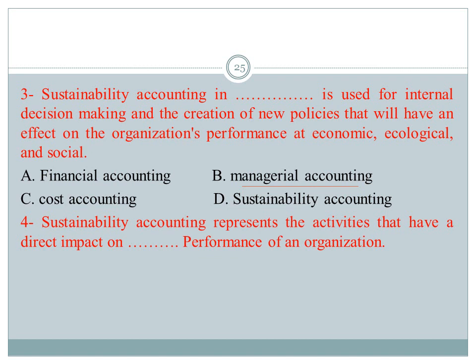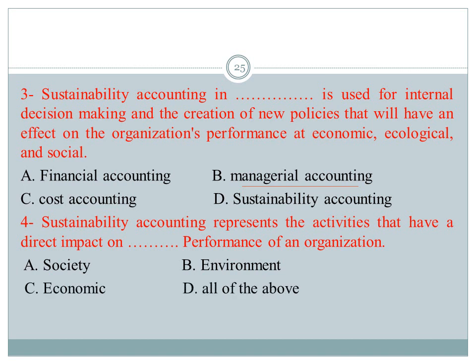Question number 4. Sustainability accounting represents the activities that have a direct impact on the performance of an organization. Choice A. Society, B. Environment, C. Economic, D. All of the above. Sustainability accounting has a direct impact on all of the above. So the correct answer is D, all of the above.